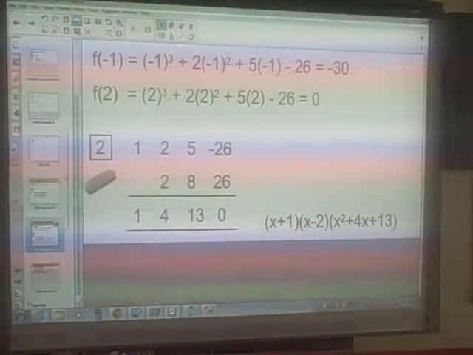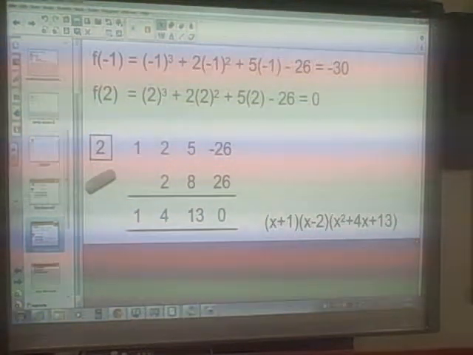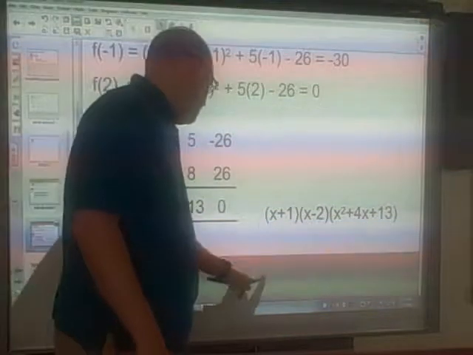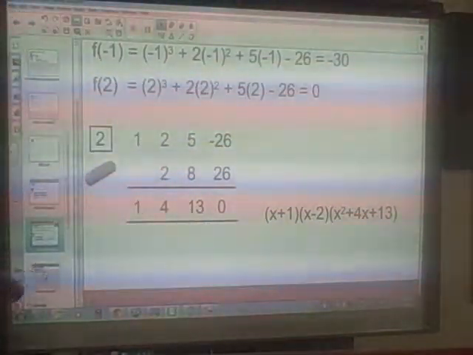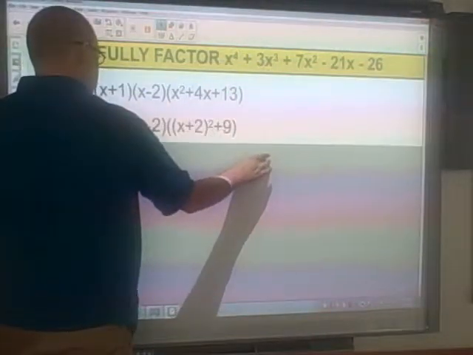Once we get down to a quadratic, we should be able to factor that a lot easier. What's probably going to happen with this question is, though, it's going to be something that's complex. So it's going to be a little more complicated to work out. So let's look at our final part here. We're down to this stage. We're trying to factor this.